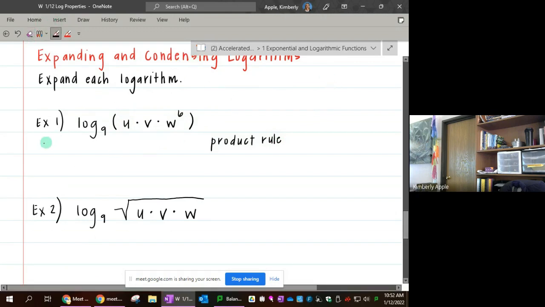Okay. So this would be the log base 9 of U plus the log base 9 of V plus the log base 9 of W to the 6th power. So I've just taken everything multiplied together and written it separately as being added.